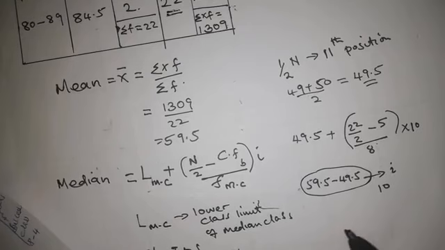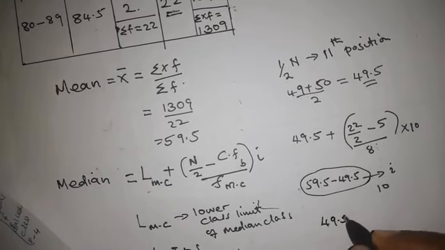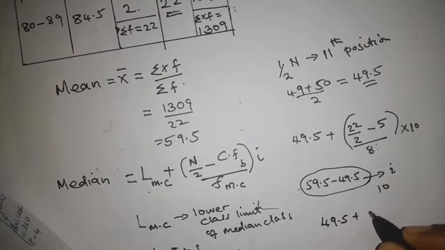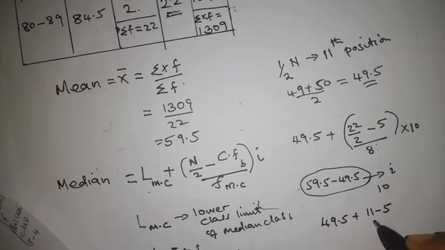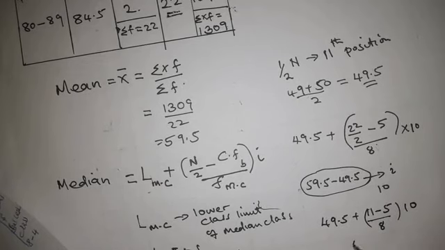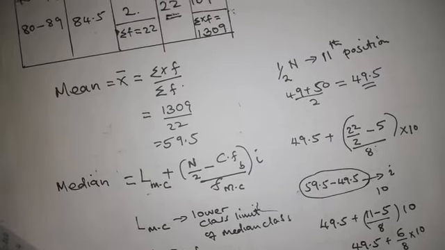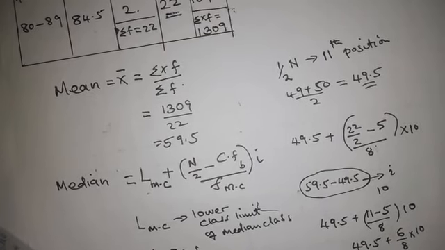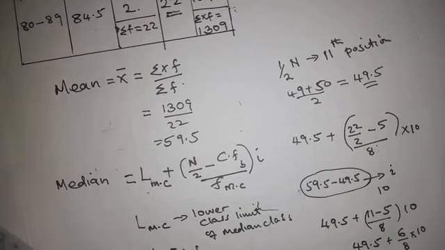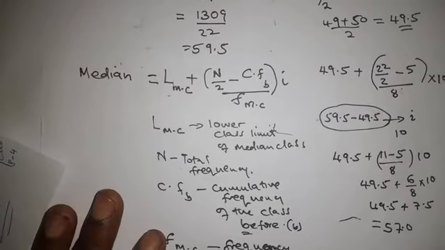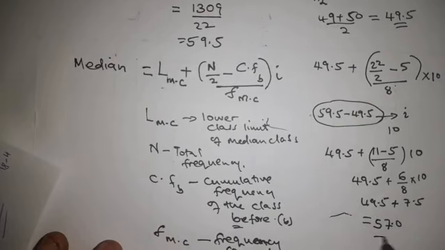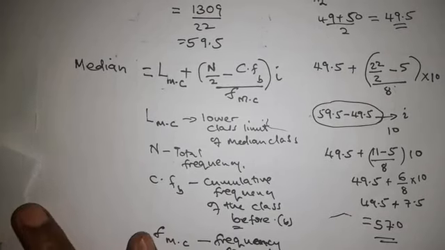So when we simplify the answers, we get 49.5 plus 11 minus 5 divided by 8 multiplied by 10. This is 49.5 plus 6 all over 8 times 10. And this one is simplified to 7.5. So we are going to add 49.5 plus 7.5. It gives us 57. So this one becomes our median.